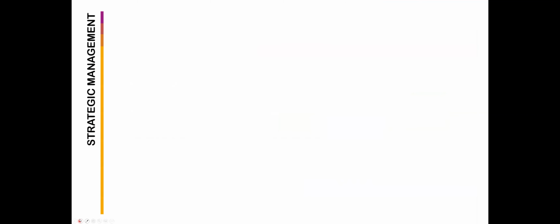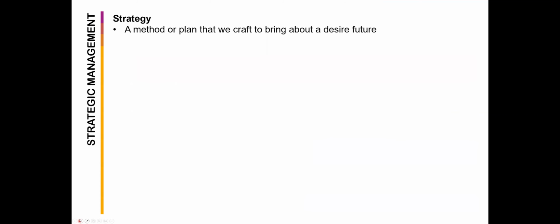All right, so now let's proceed with strategy. It's a method or plan that we craft to bring about a desired future. So let's say this is our direction for this year. How exactly do we want to implement this? That's the strategy. You're probably hearing in some movies, what's our strategy? What's our game plan?